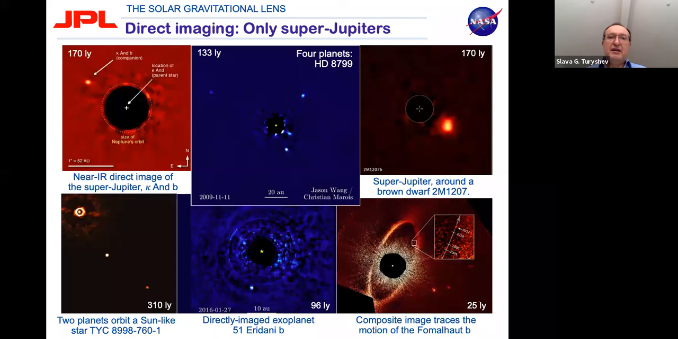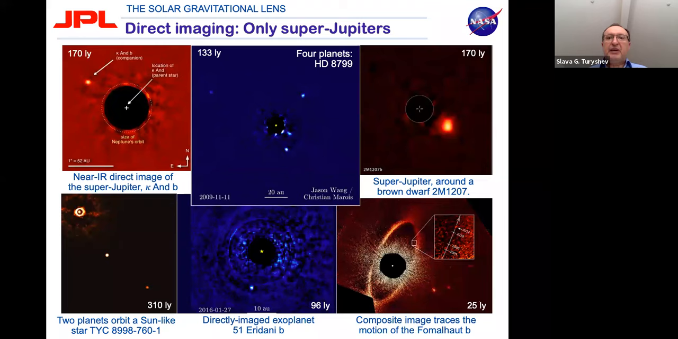So here, direct imaging, we have wonderful pictures taken by multiple instruments. And here we see the planets that were discovered orbiting by using the direct imaging technique. These are super Jupiters orbiting nearby stars, anywhere between 25 light years away to 310 light years away. And here we're talking about very big gas giants orbiting their host stars at a very large distance, maybe 100 astronomical units away from the host star. So this is what we can do with the direct imaging technique.